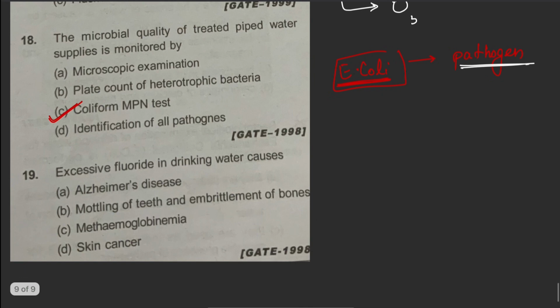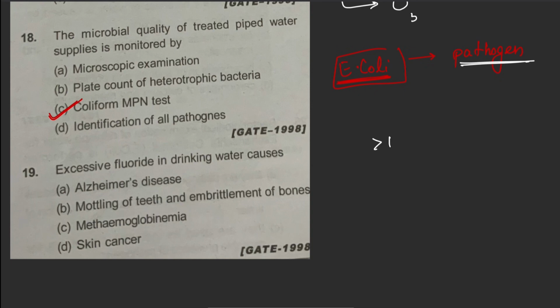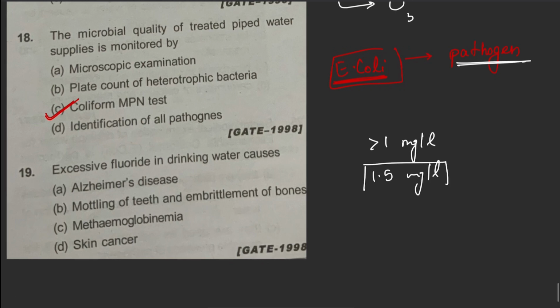Now the next question is, excessive fluoride in drinking water causes, see, if there is excessive fluoride greater than 1, we can say milligram per liter, or at most 1.5 milligram per liter, there will be mottling of teeth, bones will be brittle, teeth will be brittle, there will be mottling. So the option will be option B.